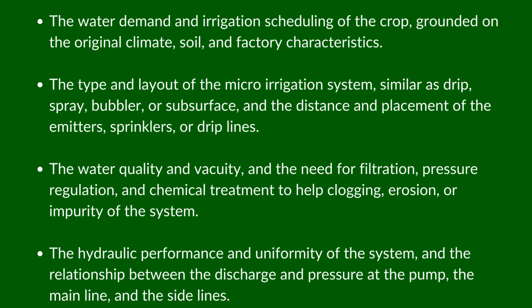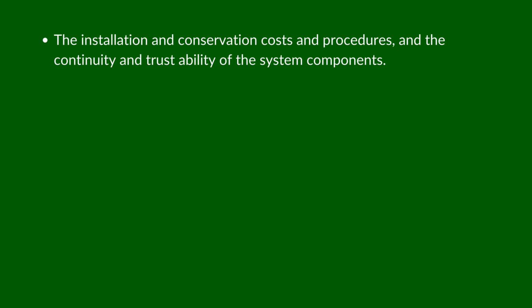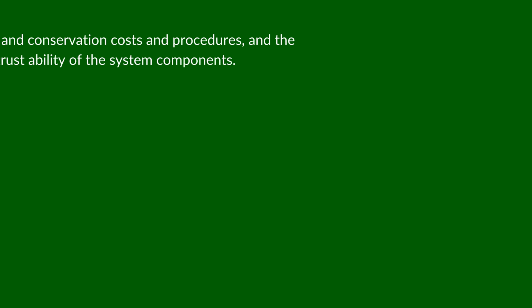The water quality and availability, and the need for filtration, pressure regulation, and chemical treatment to help prevent clogging, erosion, or impurity of the system. The hydraulic performance and uniformity of the system, and the relationship between the discharge and pressure at the pump, the main line, and the side line. The installation and maintenance costs and procedures, and the continuity and reliability of the system components.